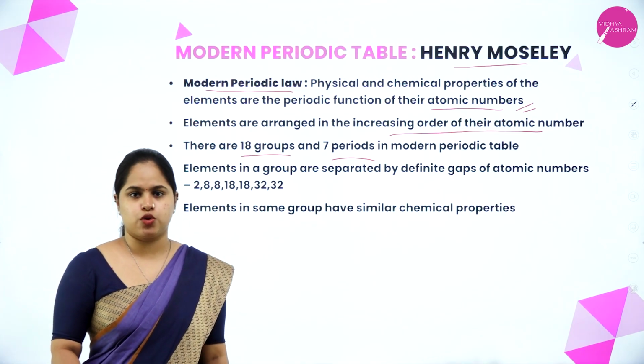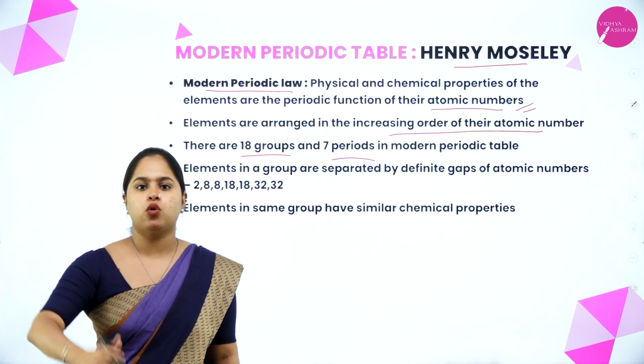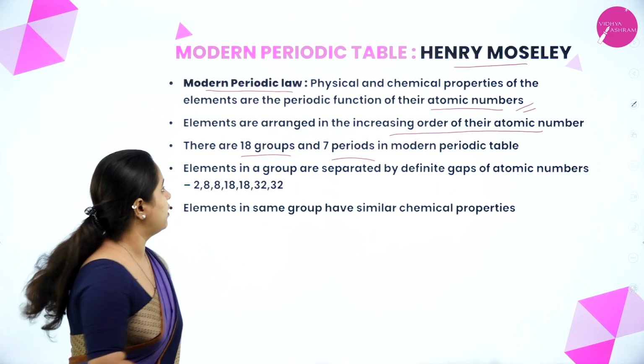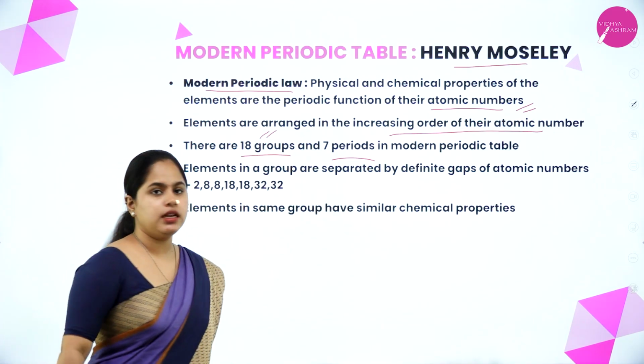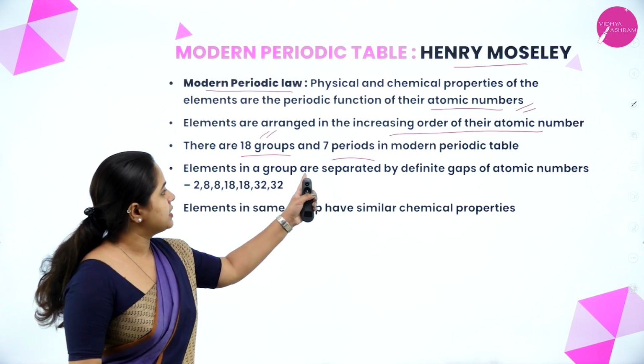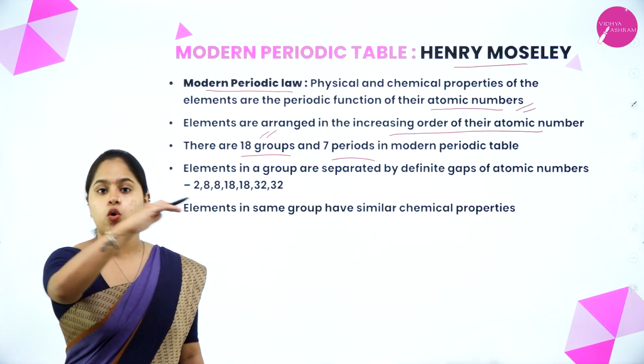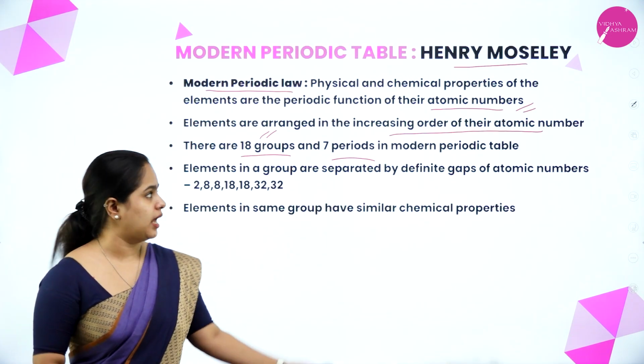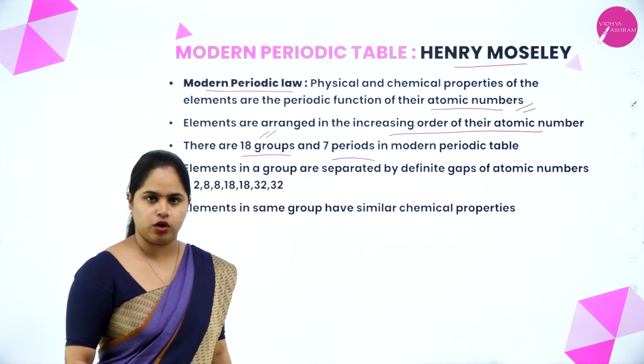So we know what a group is. It is the vertical rows which are called groups, and there are 18 groups in the modern periodic table and 7 periods. Yes, the horizontal rows are called periods, and there are 7 periods in the modern periodic table.